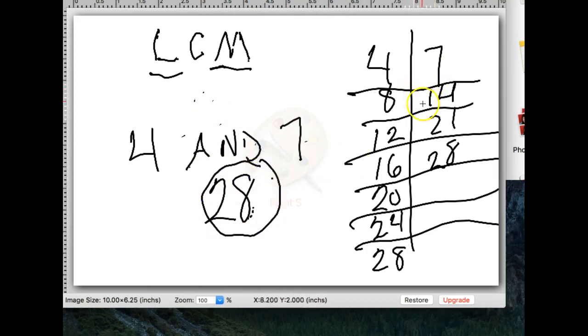Remember, multiple is skip counting. It is the first number that shows up in both columns. Shows up here, shows up here: 28 and 28. Okay? All right, let's try another one.